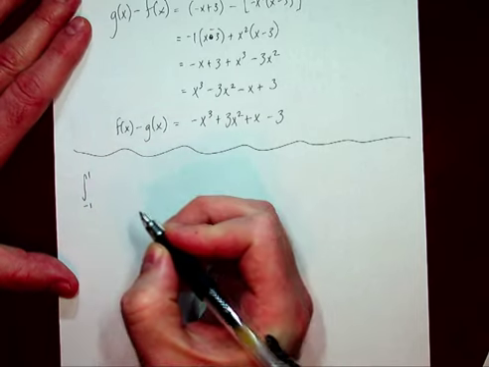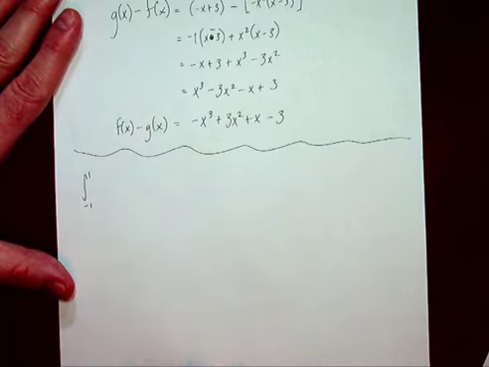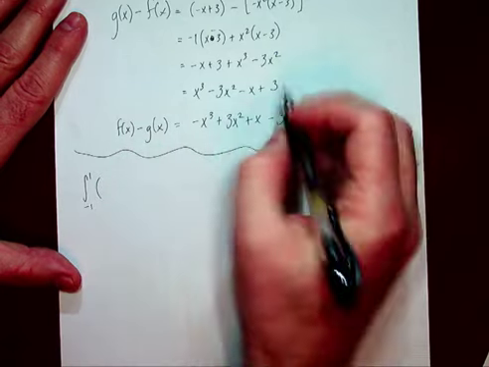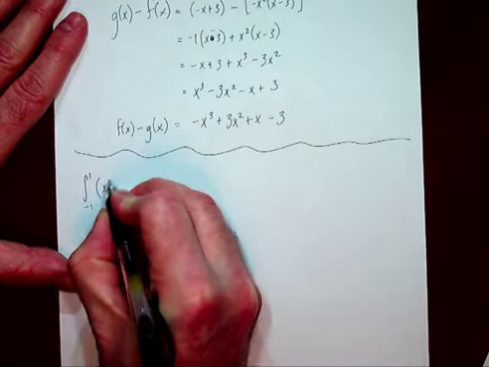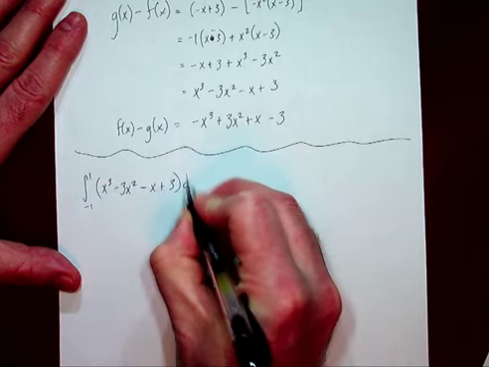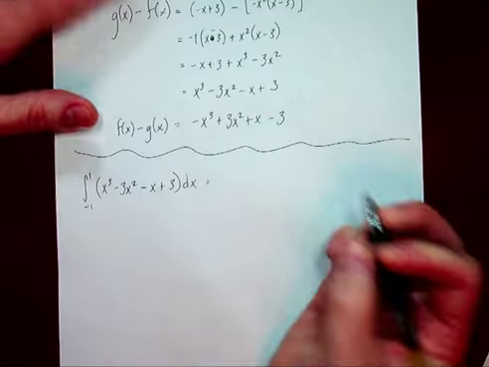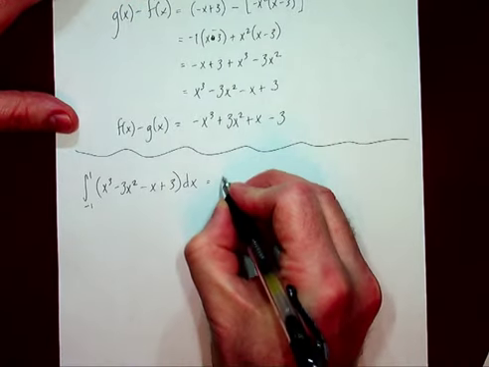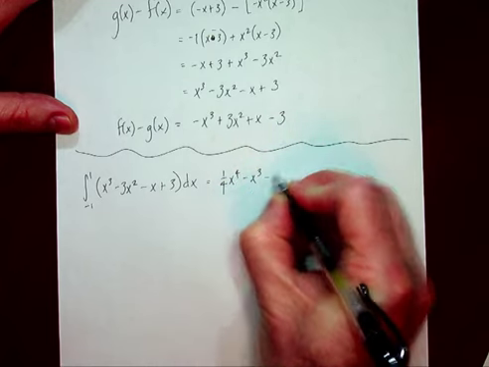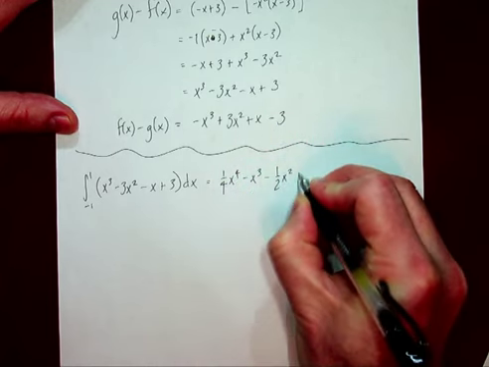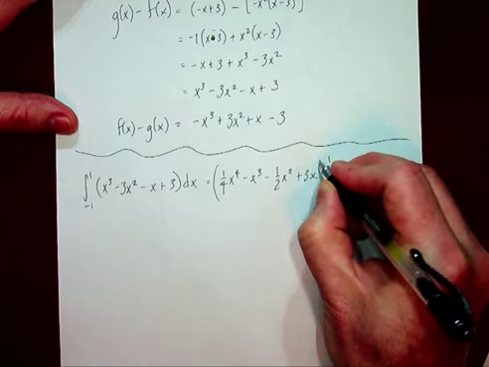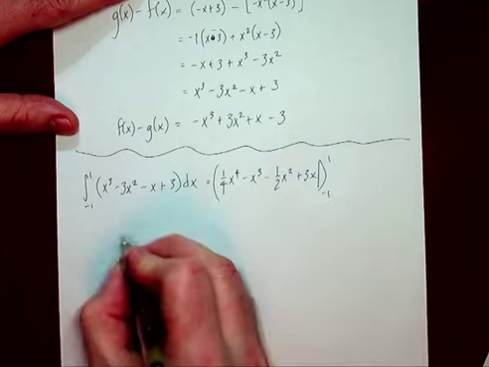Now we know that the first one was, of course, our g of x minus f of x, so our negative 1 to 1. We need it to be this one right here, so that's our x cubed minus 3x squared minus x plus 3 dx. And that's going to be equal to 1/4 x to the 4th minus x cubed minus 1/2 x squared plus 3x from negative 1 to 1, right? And then we just have to plug it in.